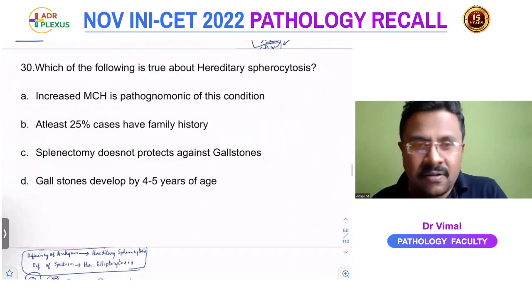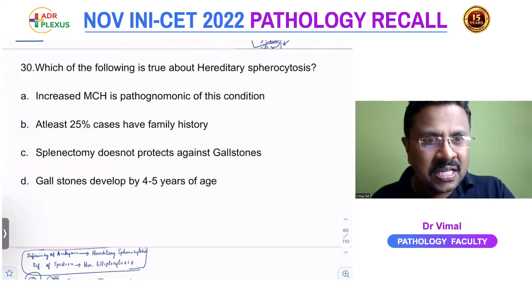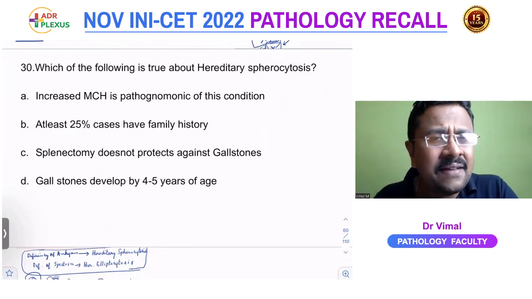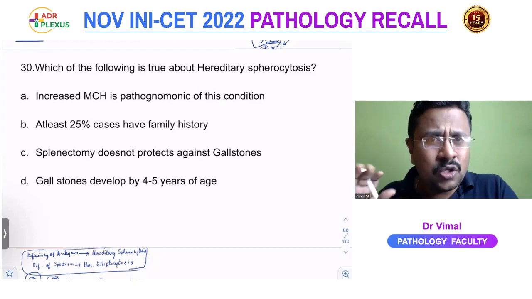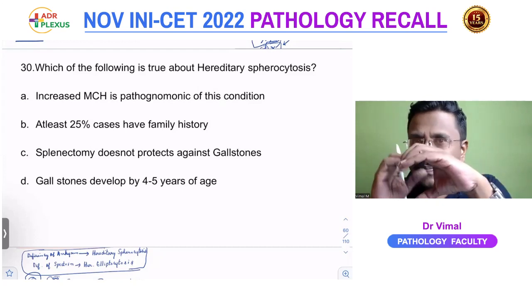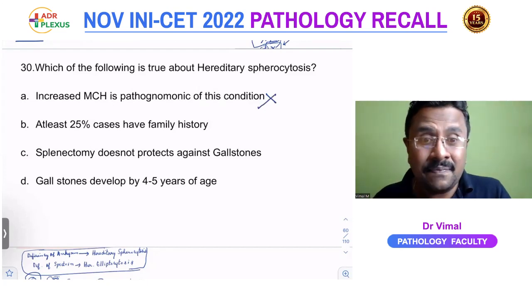Okay. So the next question: which of the following is true about hereditary spherocytosis? The first option given was increased MCH is pathognomonic of this condition. Guys, please remember it is not MCH, it is MCHC. I hope you remember the point which I stressed: the only condition in which MCHC is elevated is hereditary spherocytosis. Spherocytes are smaller cells, spherical in shape, with the hemoglobin getting concentrated in the spherocytes with a smaller surface area. So increased MCH is a wrong option. It should be increased MCHC.